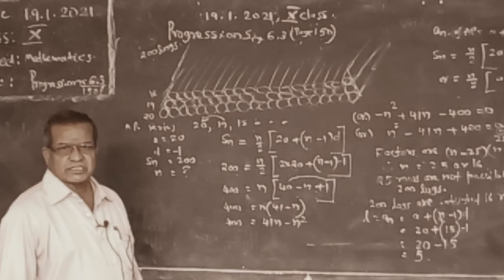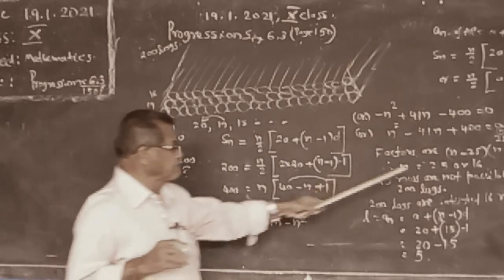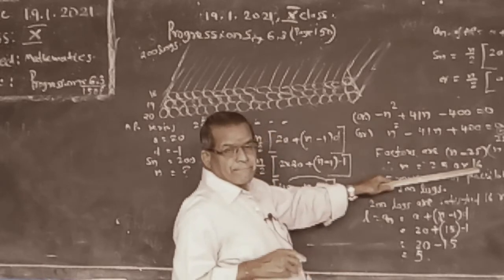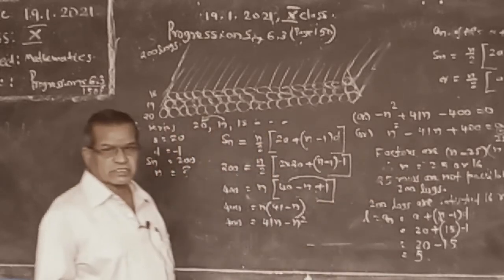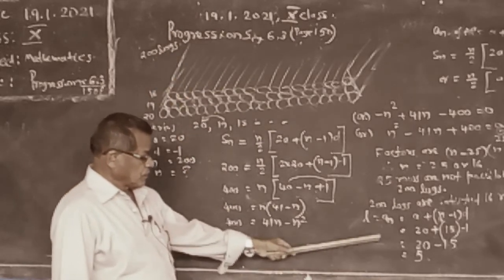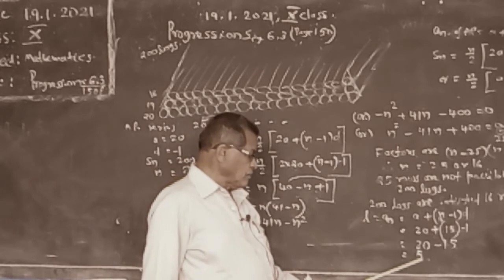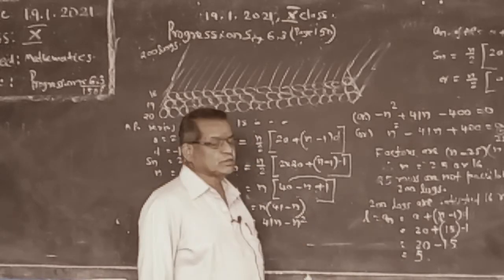So this is the solution. The number of rows is 16, and in the last, 16th row, the number of logs is 5.